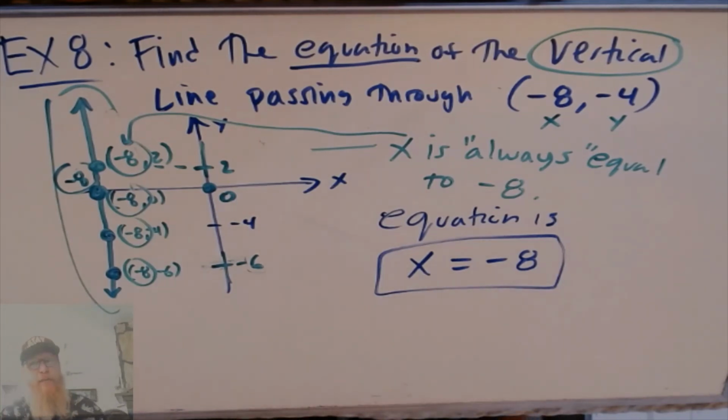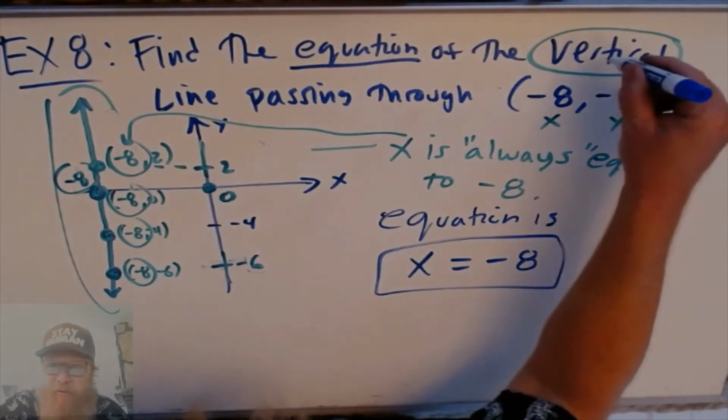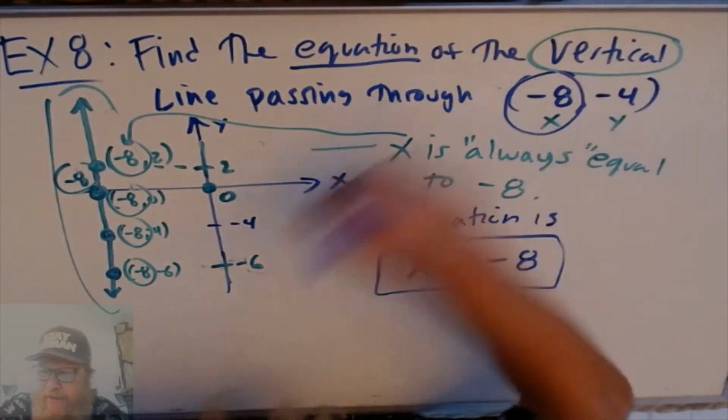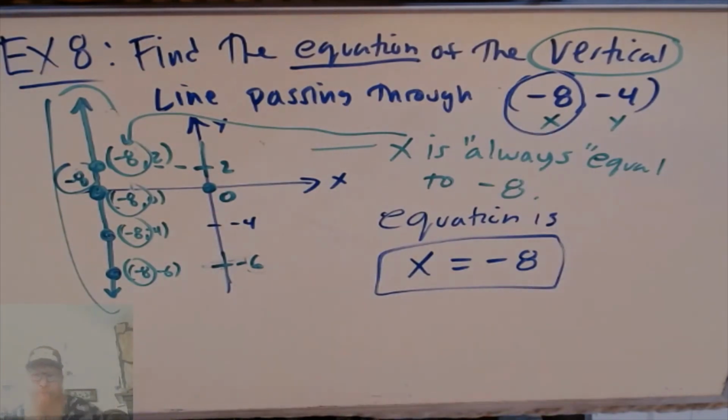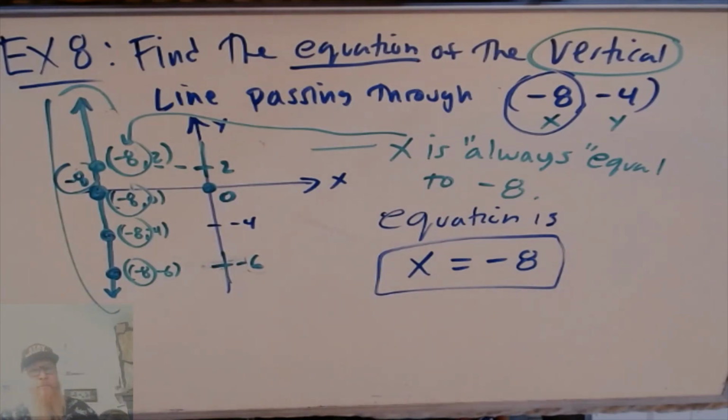So there's your answer: X equals -8. You might be tempted to just memorize it: vertical line, take the X coordinate, and you're done. Now, you might not know whether you're getting it right, so by drawing the picture, you get a better idea of what's going on.